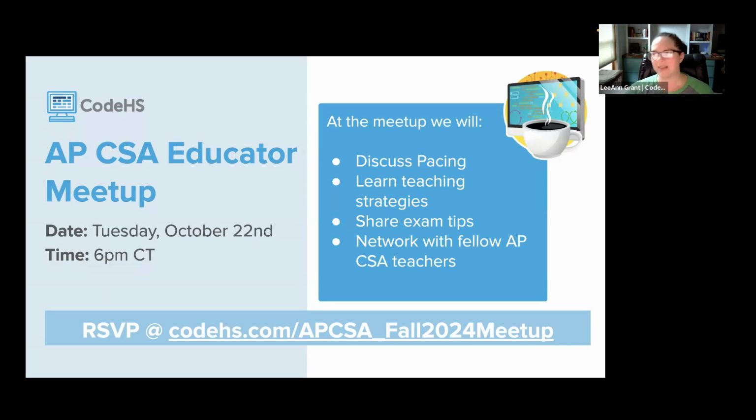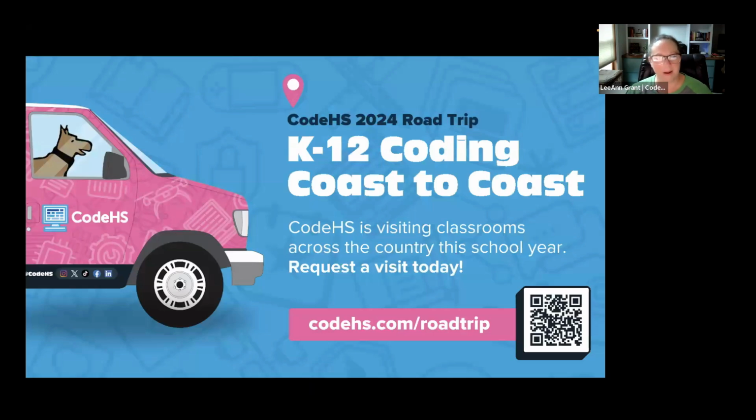Finally, the last awesome thing going on in our company is that we are doing a coast to coast road trip. We have a person in our company, Blake, who is going to be traveling throughout the whole United States. If you would like to request a visit to your school, you can do that by going to codehs.com/roadtrip, or you can use the QR code in the slides as well.